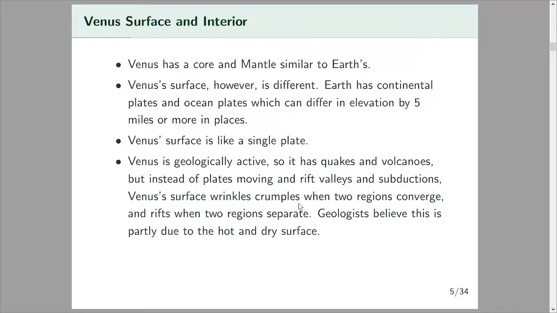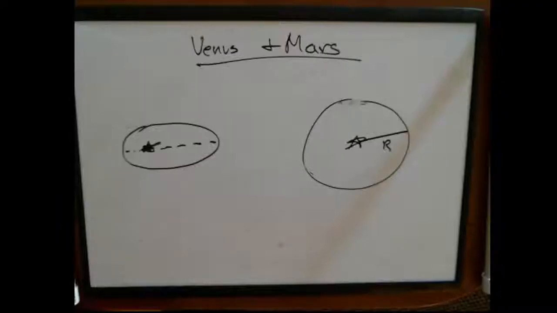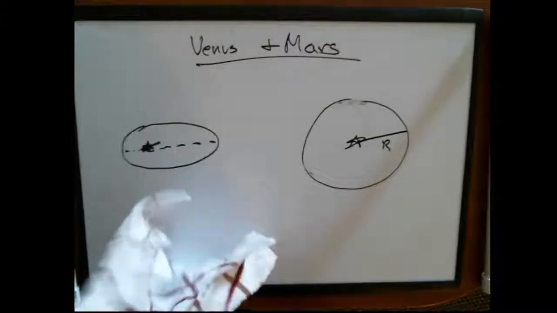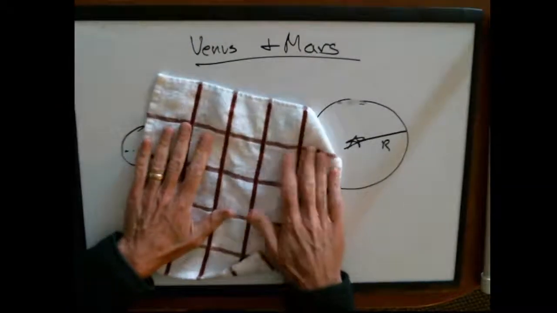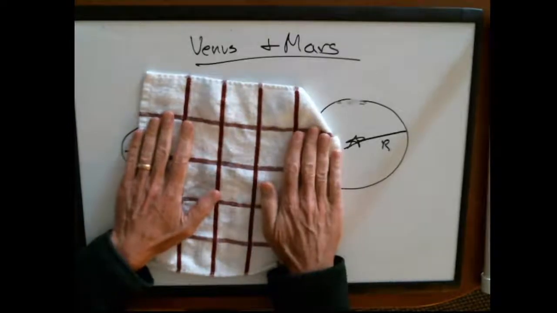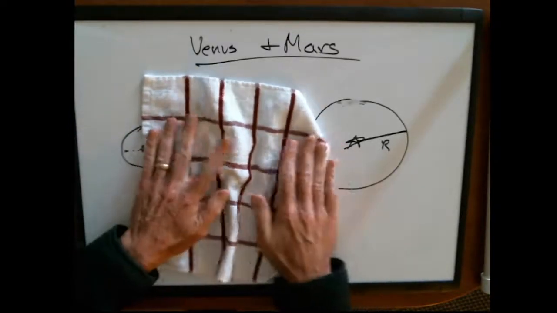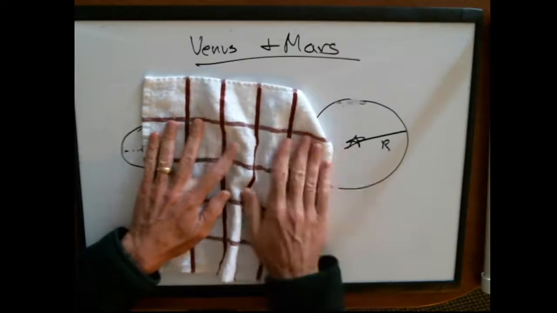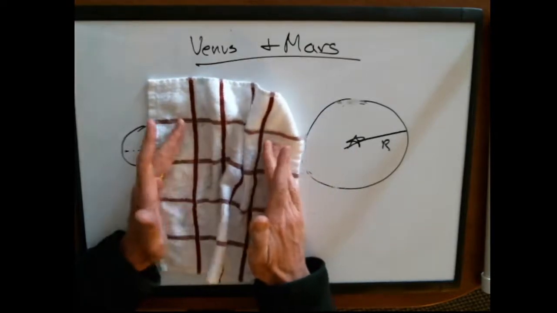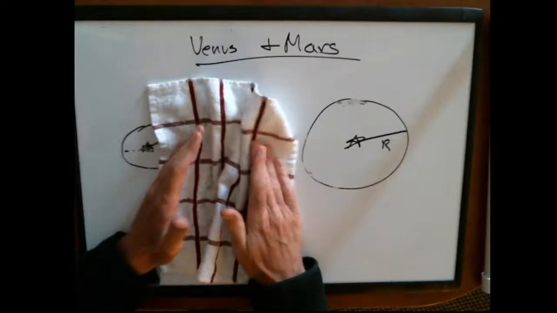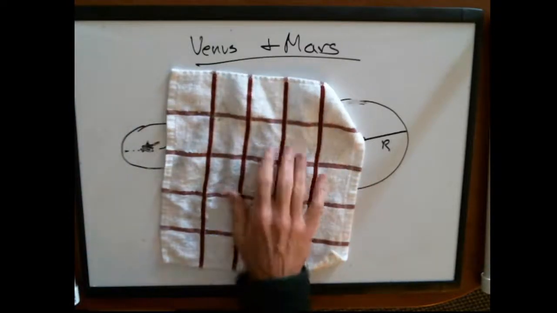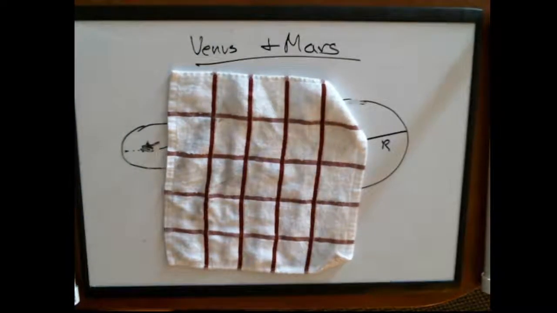Venus wrinkles. It's like you take two blankets. So if I take my cleaning rag, and if I have a plate on Venus and it's moving this way, it tends to want to wrinkle. Whereas on the Earth you get subduction, you get one passing under another, Venus just kind of wrinkles up as the plates move towards each other and tears as they move apart.